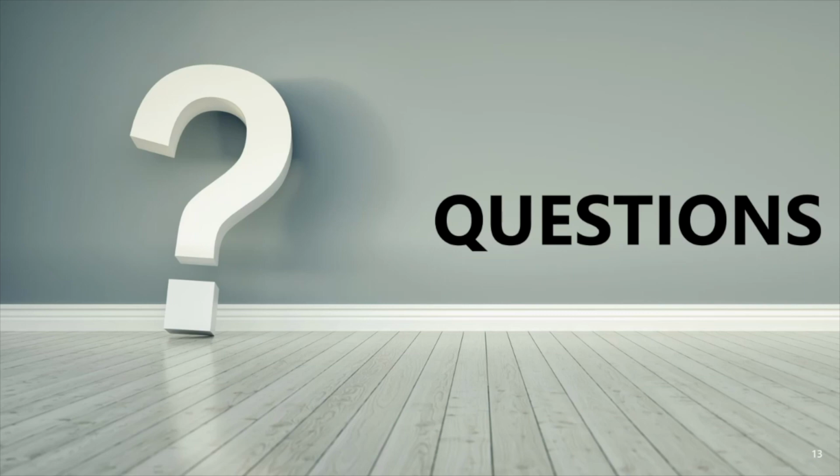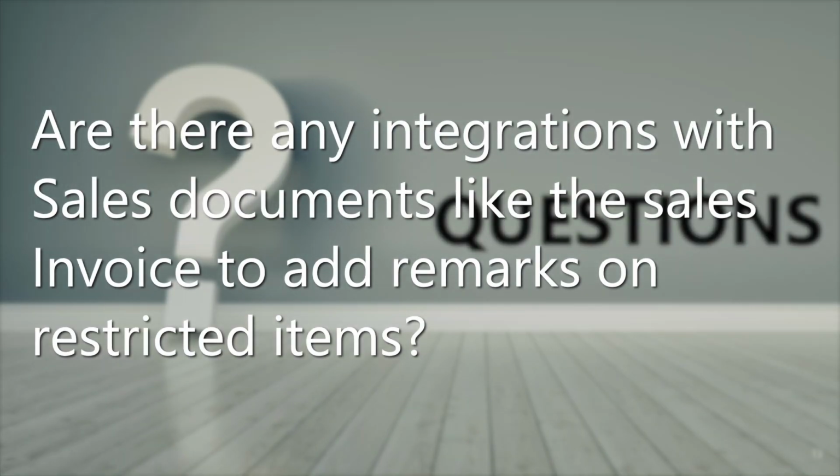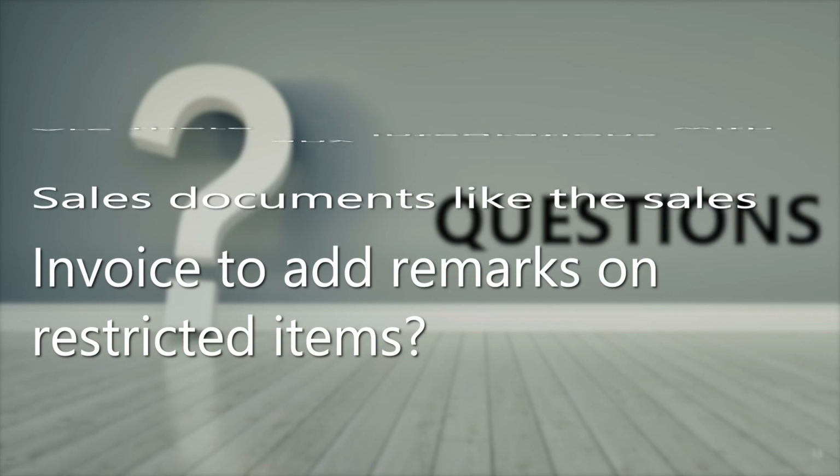And a very similar question is asking if we have integrations into any of the sales documents, like the sales invoice, for remarks on restricted items. No, at this point, the sales order is the only document type that we've tied in out of the box from finance and operations. Similar to the previous question, if you have scenarios for other types of documents you think would be useful here, please post them in the ideas portal, and based on the votes there and the number of customers that are upvoting that type of thing, it'll be considered for additional future implementation.